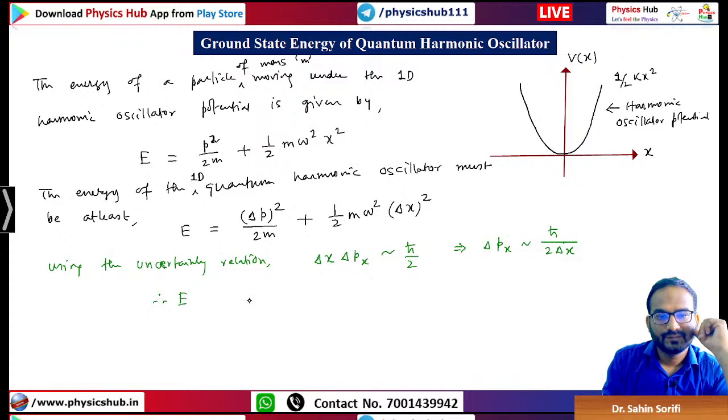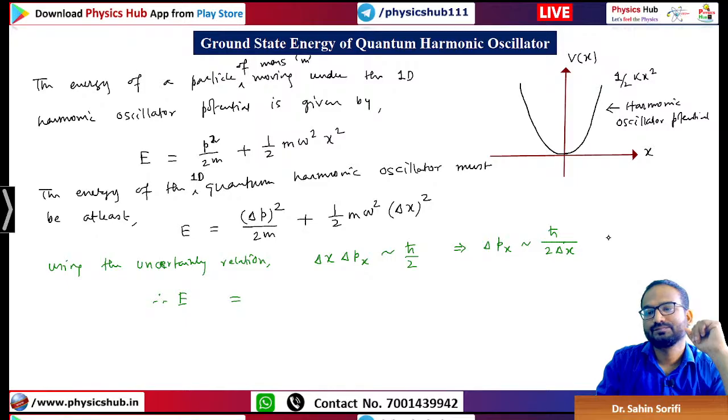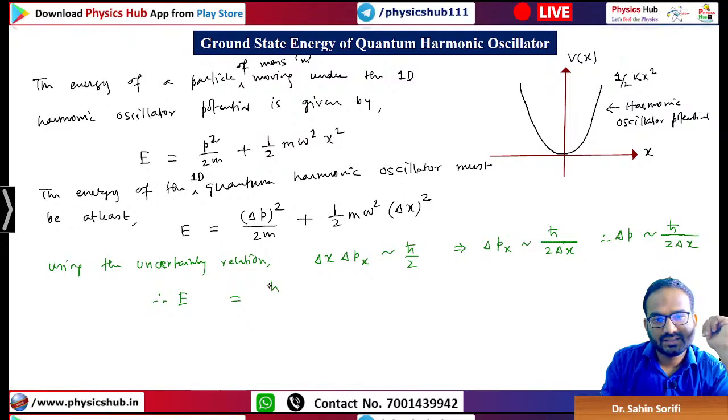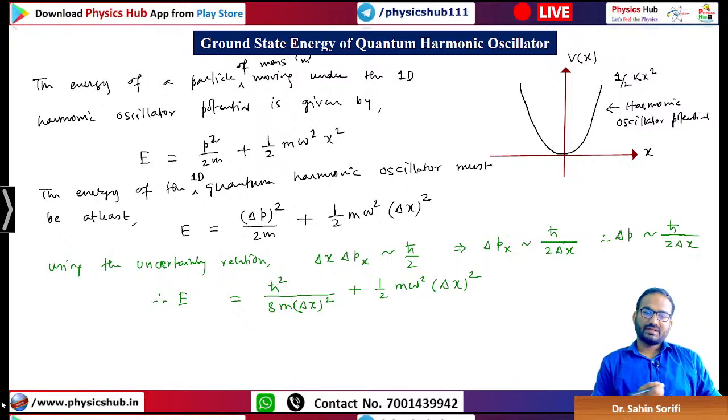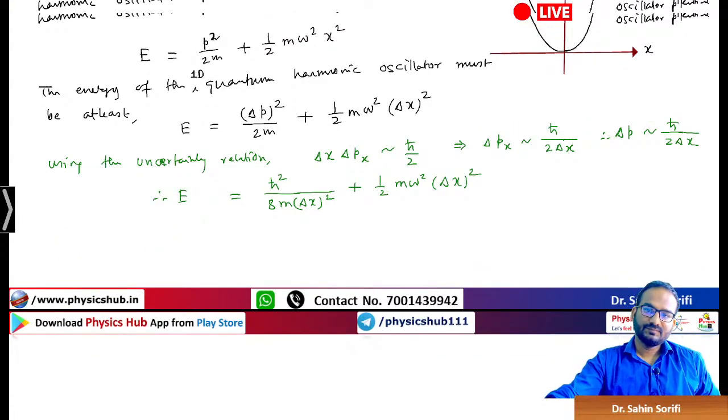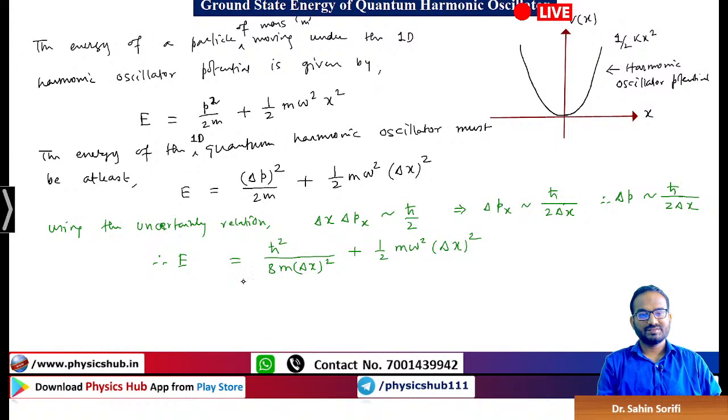So your E becomes delta p square. So p is equal to delta px, so it becomes h cut square by 4, 2 square 4, so 8 m delta x square plus half m omega square delta x square. We don't need to do anything with the second term. Now we have to minimize this. To get the ground state energy, we have to minimize this E.